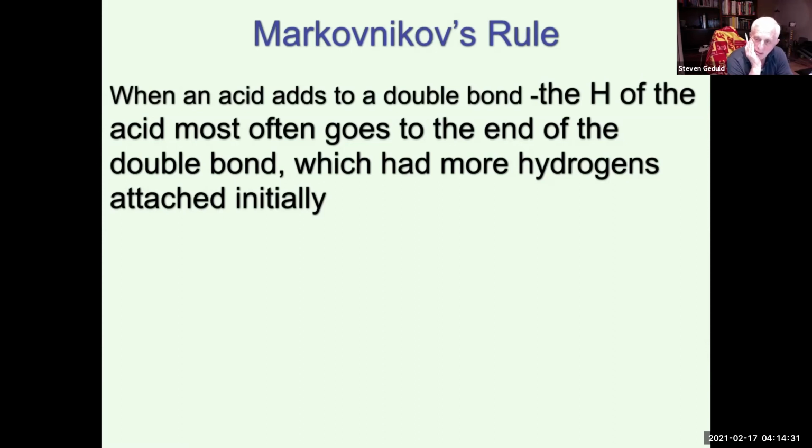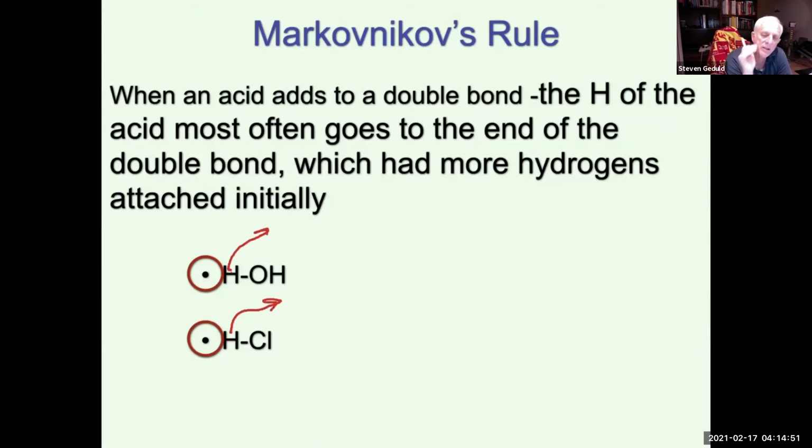Remember, hydrochloric acid, HCl, and HBr, hydrobromic acid. Okay, H and OH. H and Cl. The hydrogen here is going to go to the carbon of the double bond which has the most hydrogen attached more frequently. So there's still going to be a minor product, but that's going to be your major product. HBr, same way.